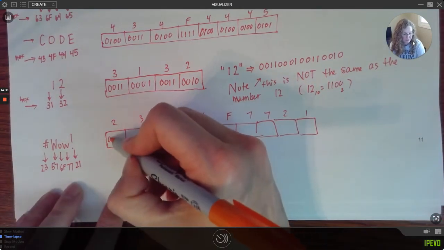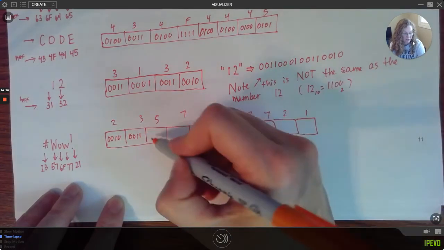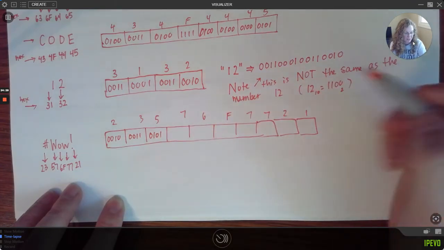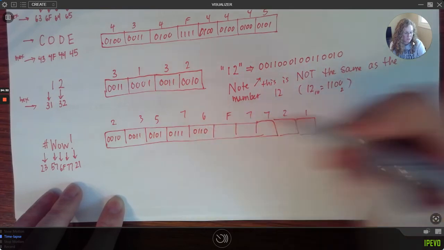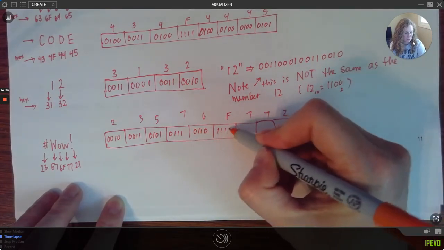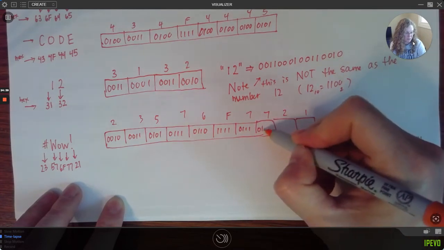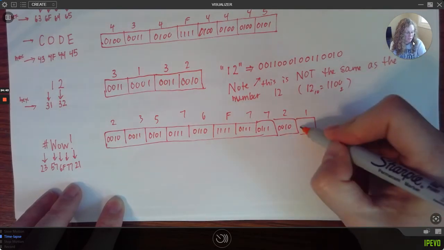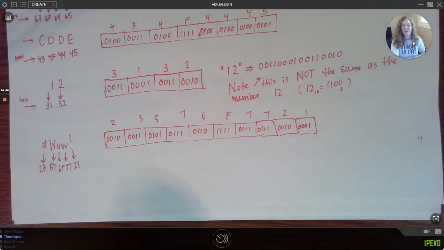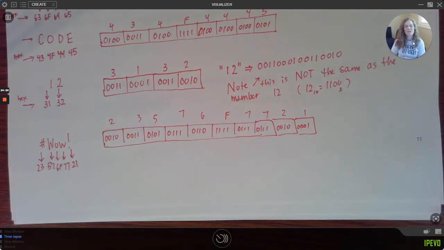So 2 is 0, 0, 1, 0. 3 is 0, 0, 1, 1. 5 is 0, 1, 0, 1. 7 is 0, 1, 1, 1. 6 is 0, 1, 1, 0. F is 1, 1, 1, 1. 7 is 0, 1, 1, 1. 7, 0, 1, 1, 1. 2 is 0, 0, 1, 0. And 1 is 0, 0, 0, 1. Okay, and so that is how we would do our hashtag wow in ASCII.